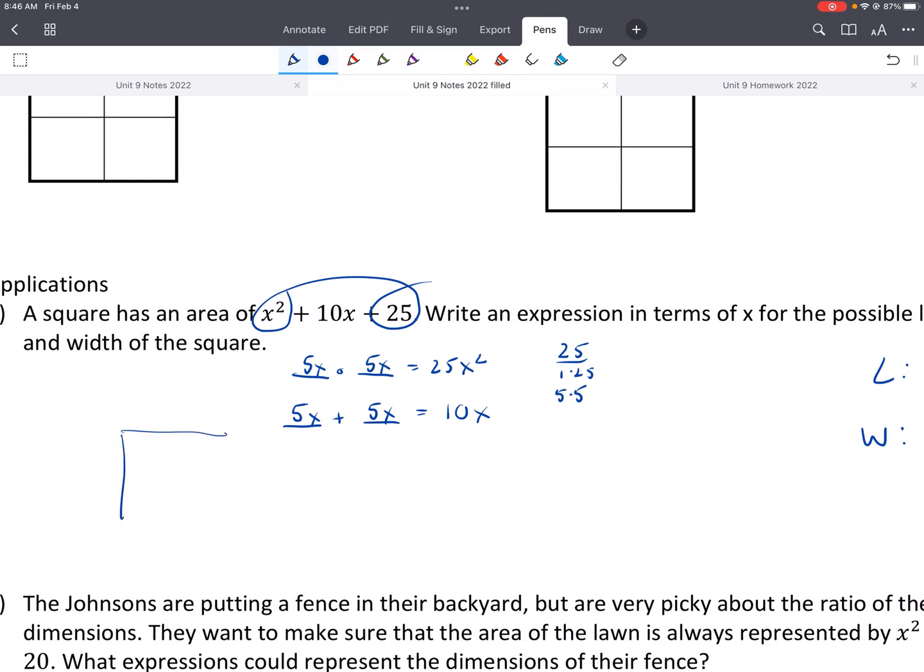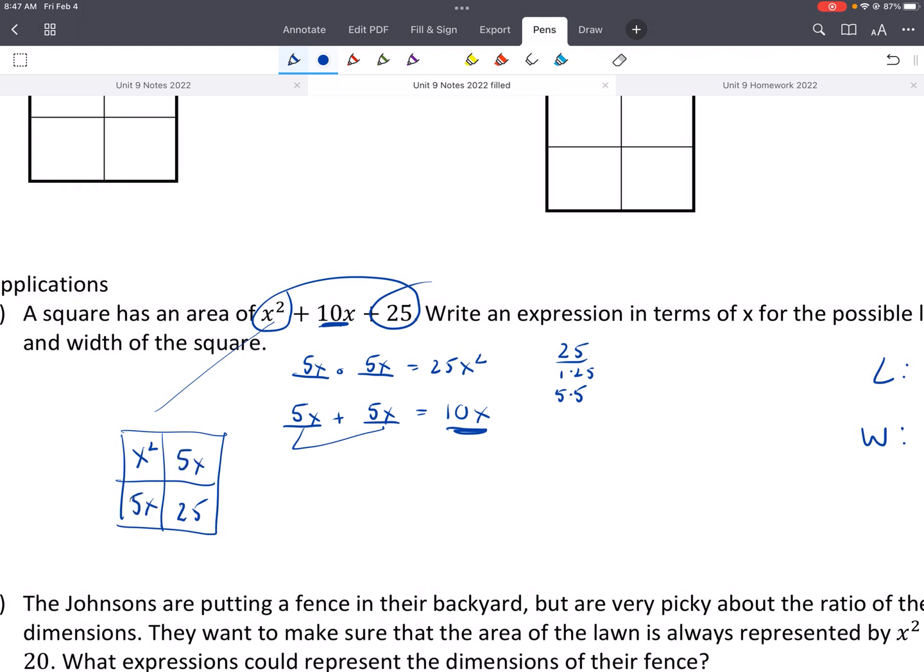And now we'd maybe use our box. Okay, we know that this goes here, and the 25 goes here. And again, we're going to take these two. That's the 10x. So 5x plus 5x is 10x. So we'll do 5x and 5x.